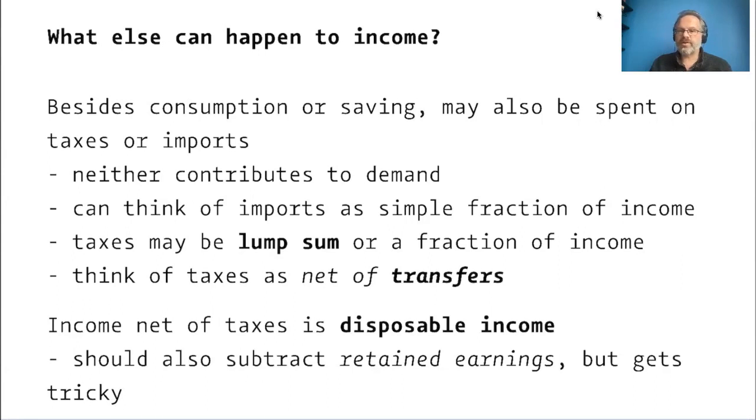So to the extent that we have taxes that are collected as a fraction of income, or we have imports being purchased out of income, that's going to tend to reduce the multiplier. Because that's a form of expenditure that does not contribute to demand. It doesn't create incomes elsewhere in the economy.